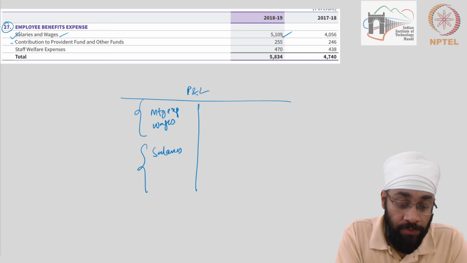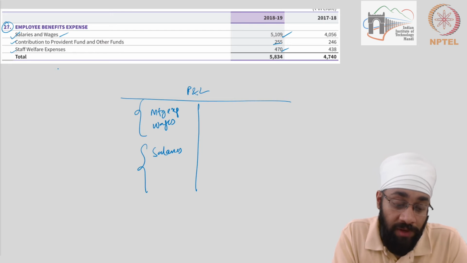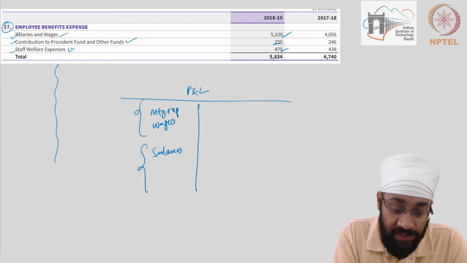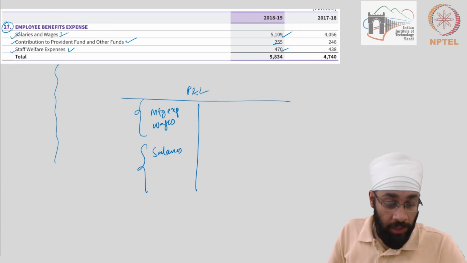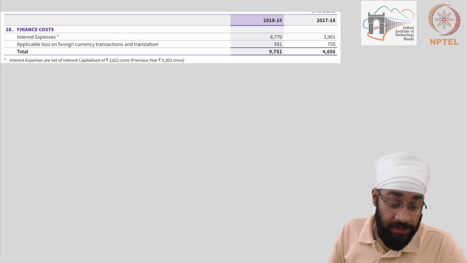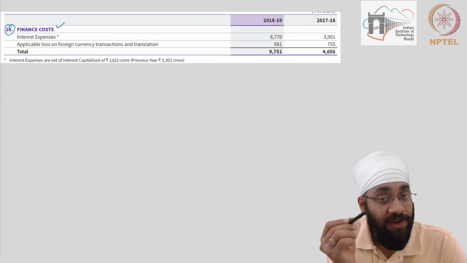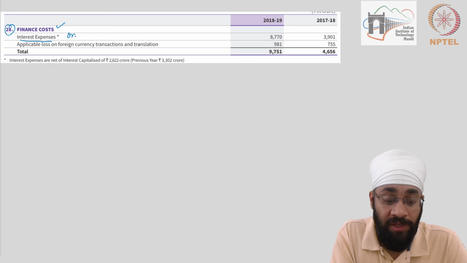So here, contribution to provident fund is given, staff welfare expenses. And if you look at the annual report, you will have actually one or two more pages where distribution of these amounts is also provided by the company. Okay. So these are employee benefit expenses. Then there is note 28 on the finance cost. Finance cost, as we discussed, is the interest expense on the loans that the company has taken.